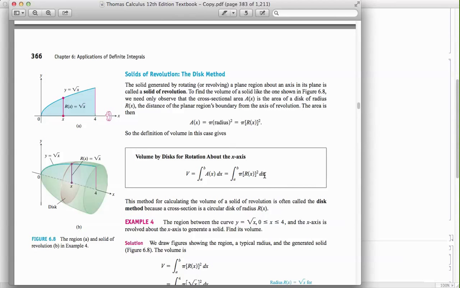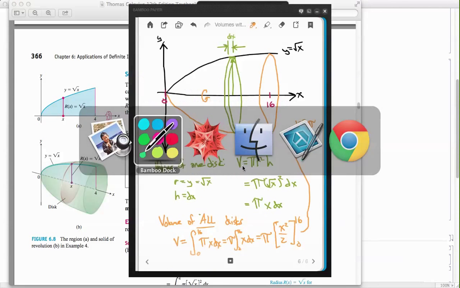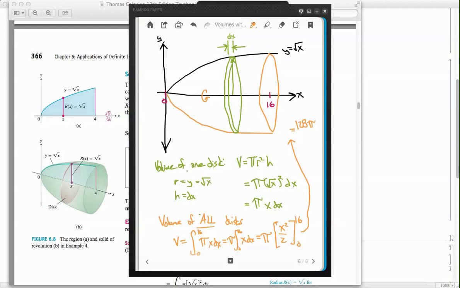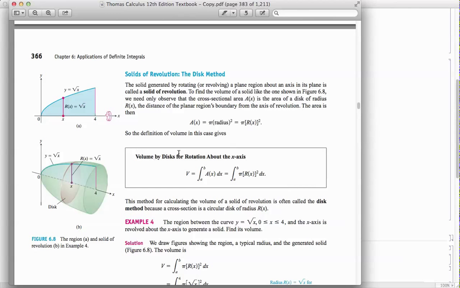Yeah, great, right? But a monkey can plug numbers into a formula. What are you really doing here? It's critical to know what you're really doing. And that is you're finding the volume of one disk based on your knowledge of geometry and based on the shape and the constraints of the problem. And then you're going to find the volume of all the disks by integrating from 0 to 16, from one end of the bullet to the other end of the bullet. Please, please, please don't use these formulas.